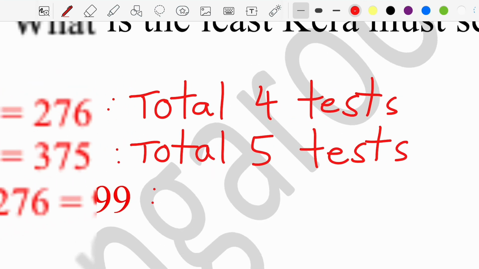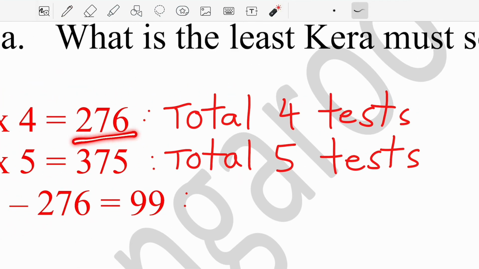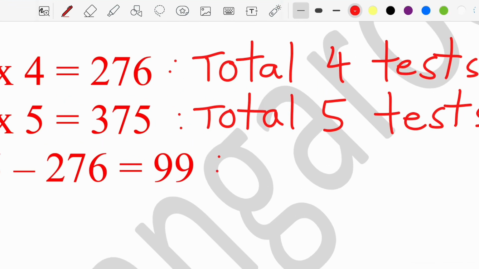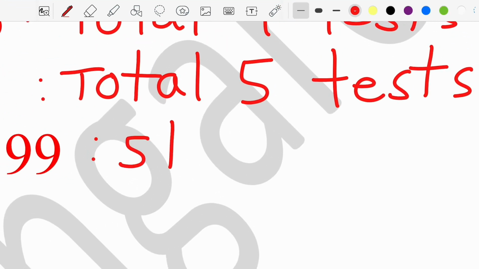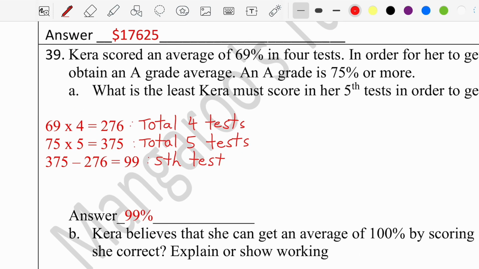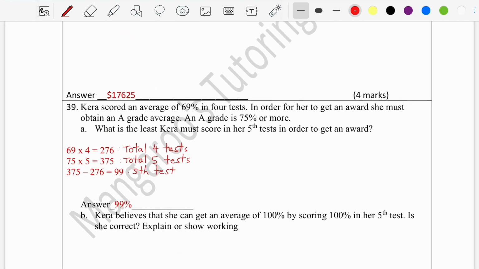So far she scored a total of 276, but she needs to score a total of 375. So how do we determine how much she needs in her 5th test? We simply subtract total for the 5 tests minus the total for the 4 tests, and we get 99. This is the 5th test score. All right, so that was 3 marks.